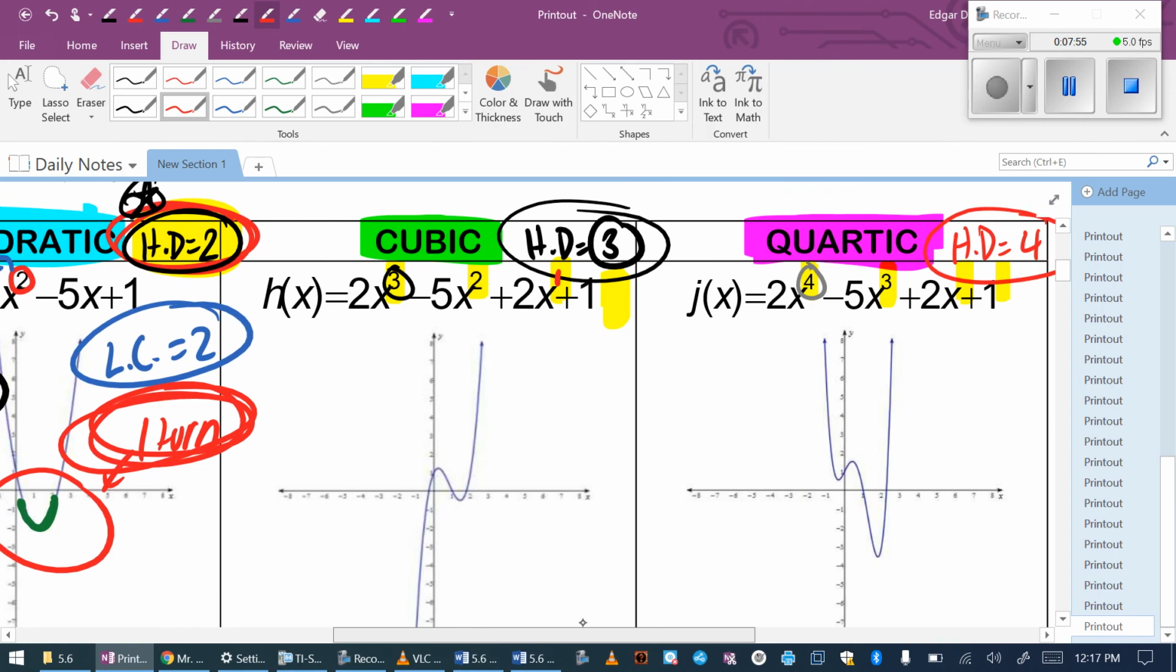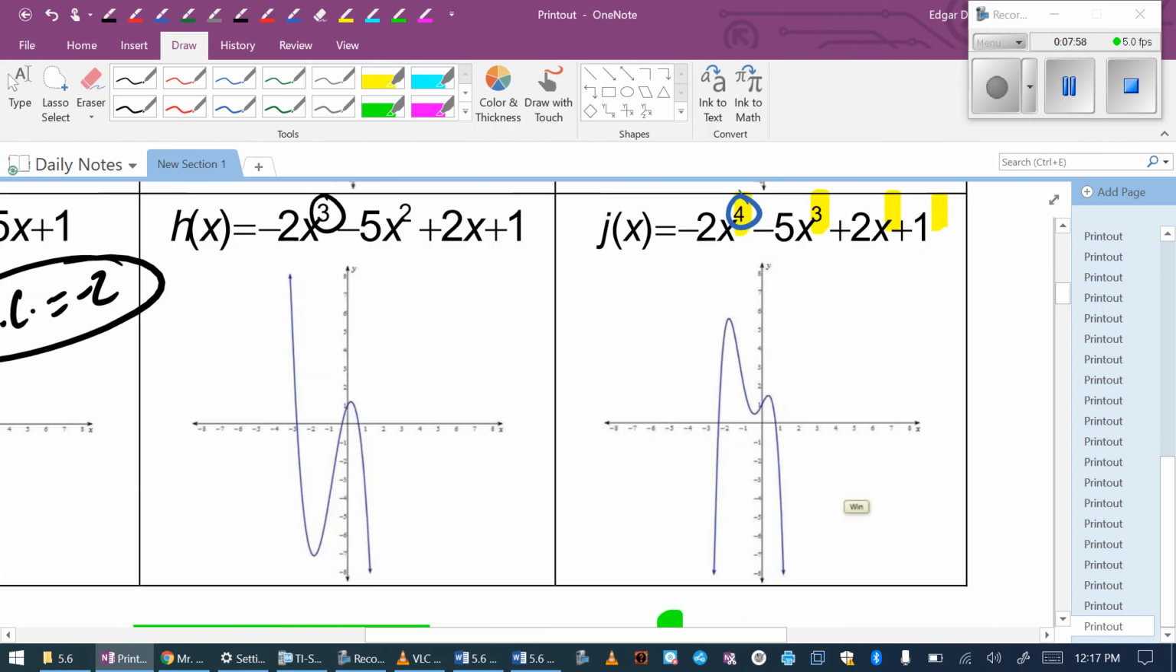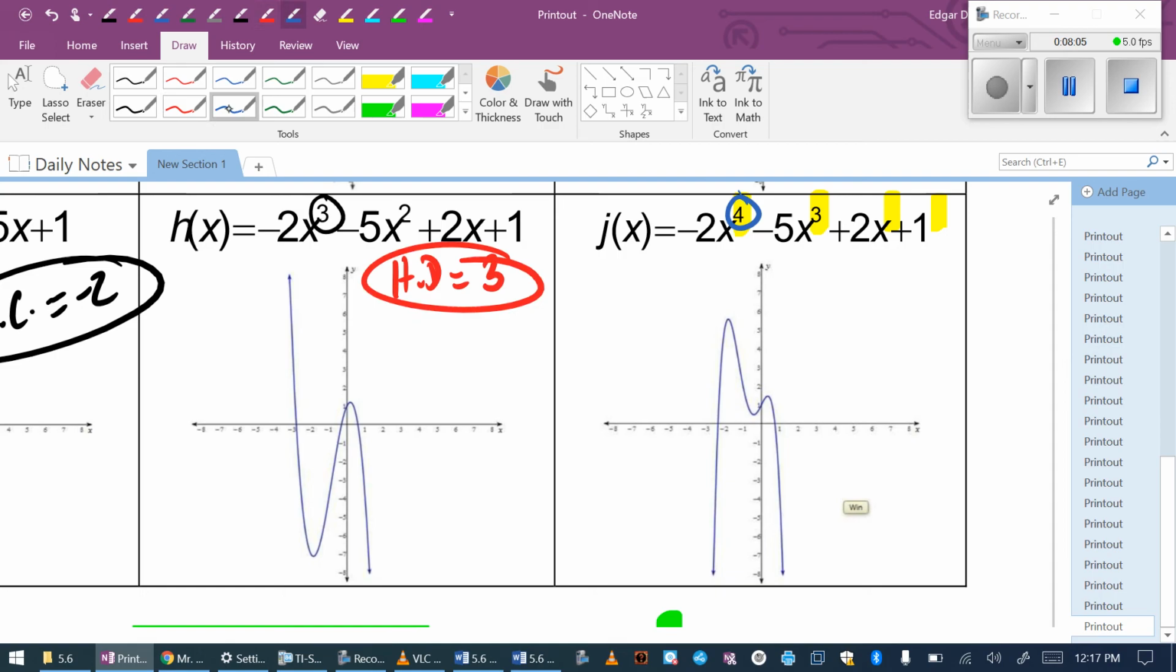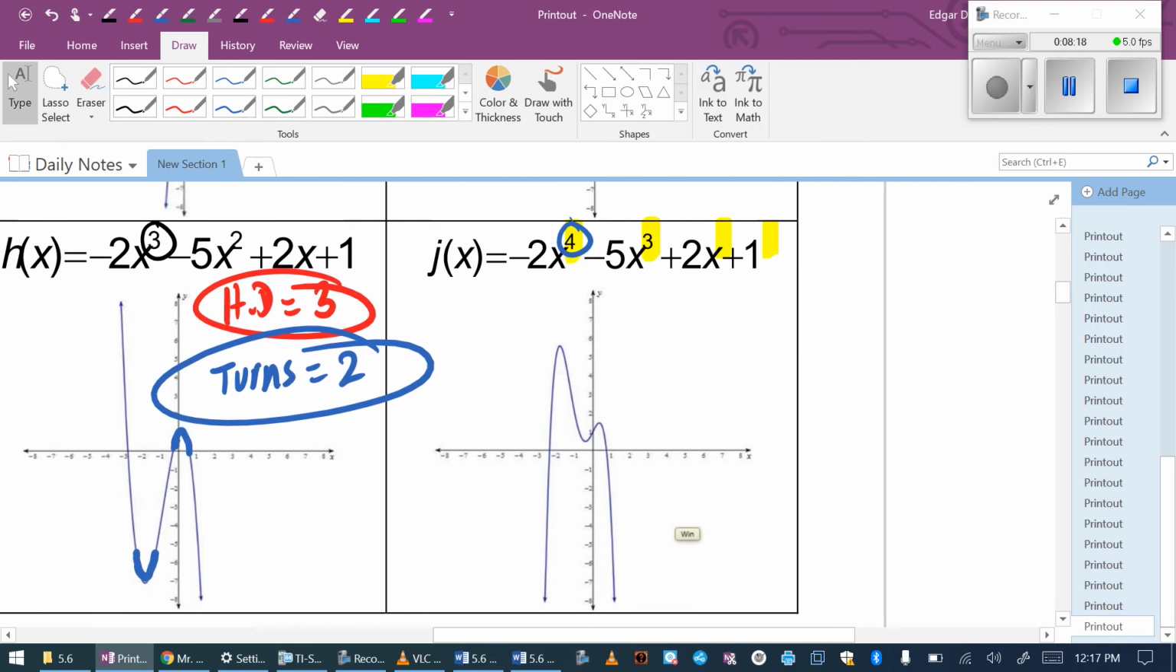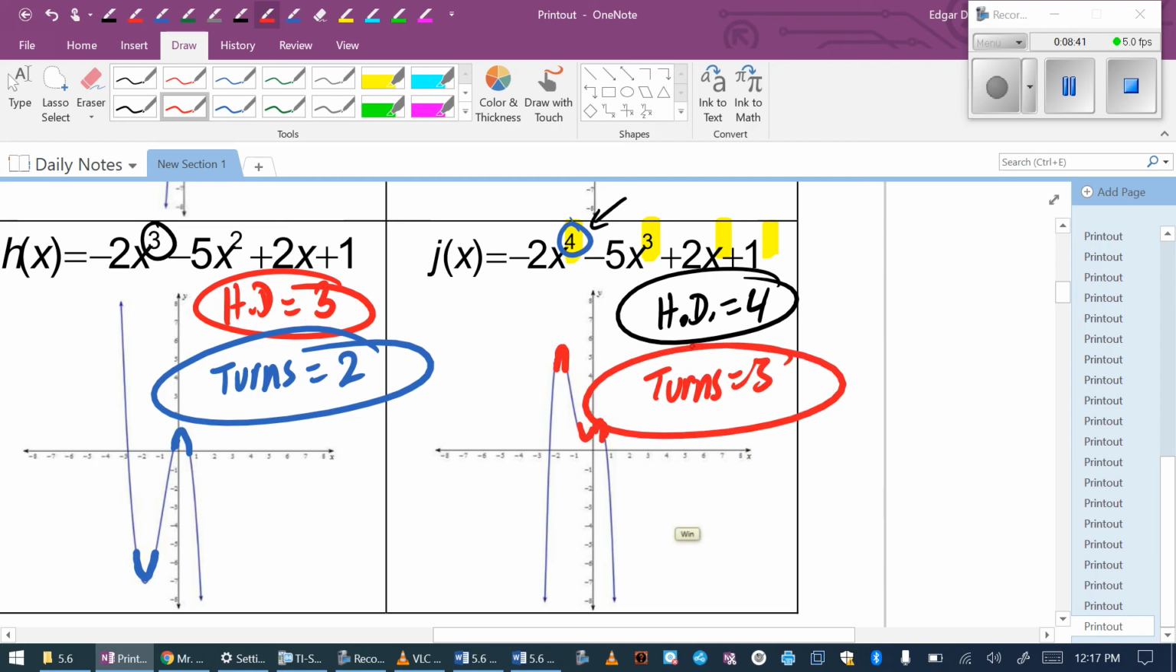Let's go to the next one. Okay. Actually, maybe let me look at these. These are a little too cluttered. Okay, what's my highest degree here? Highest degree is going to be a 3. But how many turns did my graph take? Well, let's see. 1 turn, 2 turns. It turned twice. So the number of turns is 2. Okay. Last one. What is the highest degree on this next graph? Well, that is a quartic function. So the highest degree is actually a 4, as we can see right here. Okay. But how many times did my graph actually turn? Well, my graph turned 1 time, 2 times, 3 times. So actually the number of turns was 3.